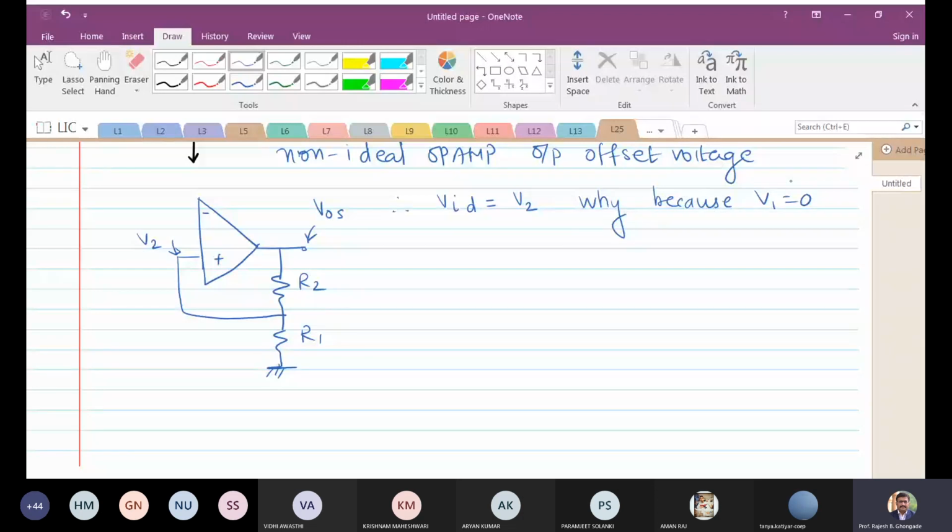Okay. Sorry, there was some distraction here. All right. So have you understood that VID is equal to V2 because V1 is equal to 0? Is this concept clear?